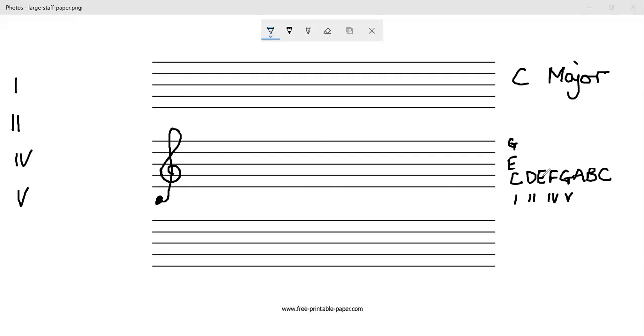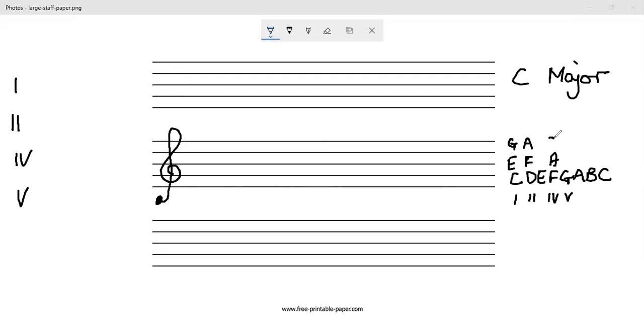Then the D, I'm going to miss out the E and put the next one, which is F. Then I'm going to miss out the G, I'm going to put A. So there's the chord 2. For F, I'm going to miss out the G and put the A. And then I'm going to miss out the B and put the C.